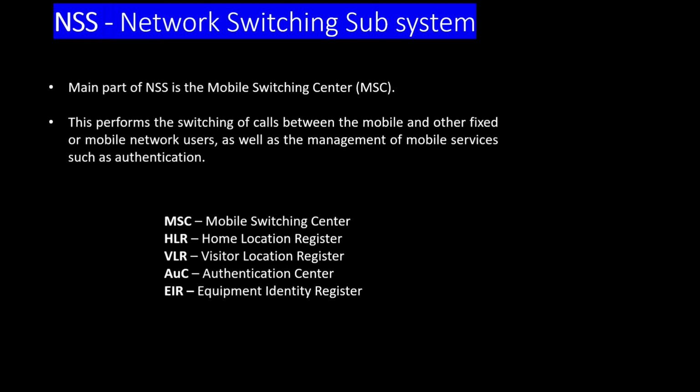NSS, Network Switching Subsystem. The main part of the NSS is the Mobile Switching Center (MSC). This performs the switching of calls between the mobile and other fixed or mobile network users, as well as the management of mobile services such as authentication. These are the five elements of NSS: MSC, Mobile Switching Center; HLR, Home Location Register; VLR, Visitor Location Register; AUC, Authentication Center; EIR, Equipment Identity Register.